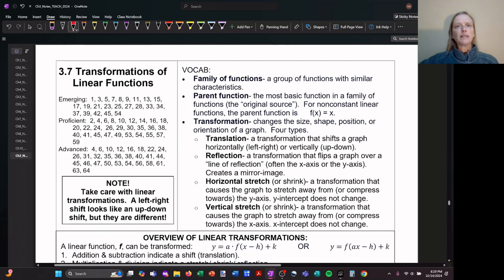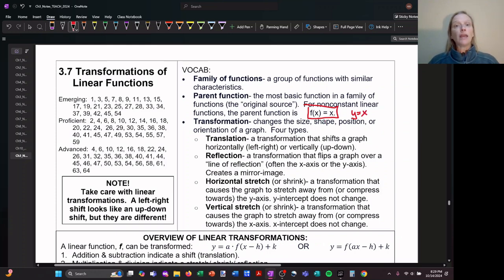But before we get started, let's go over a few definitions. First of all, a family of functions is a group of functions with similar characteristics. So today, the family that we're looking at are the linear functions. In the next lesson, the family that we're looking at are absolute value functions. And there's always going to be a parent function, and the parent function is just the most basic function in a family. So for linear functions, that parent function is f of x equals x, which remember is basically just the same as saying y equals x.